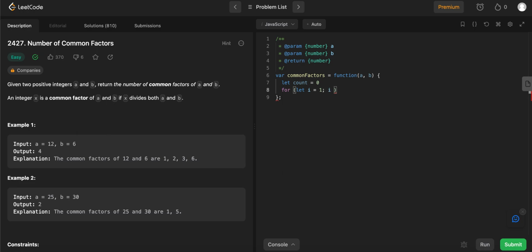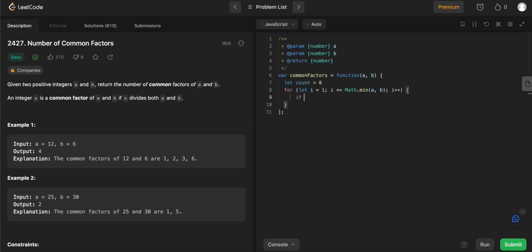Then we want to check every number up to and including the smaller of the two integers, a and b, that are passed in here. Since we don't know whether a or b is going to be the smaller number, we want to find the minimum of those two. We can do this right in our for loop, passing in Math.min(a, b), and that will have us go up to and including whichever of these two numbers is the smallest. Then we'll increment i.